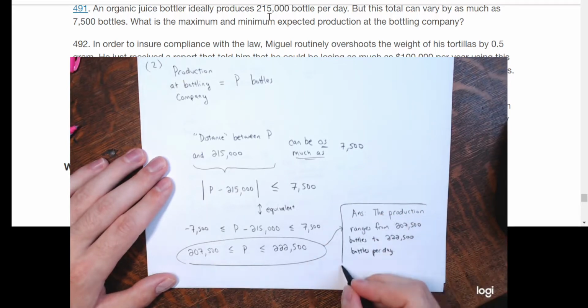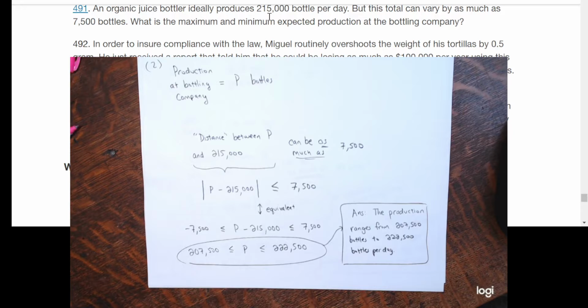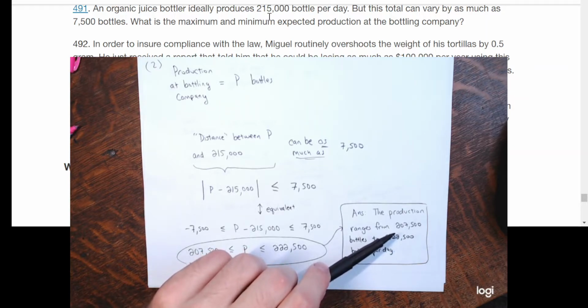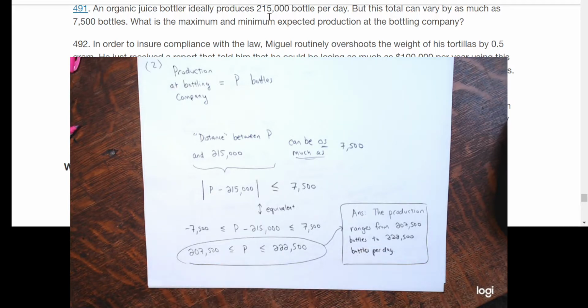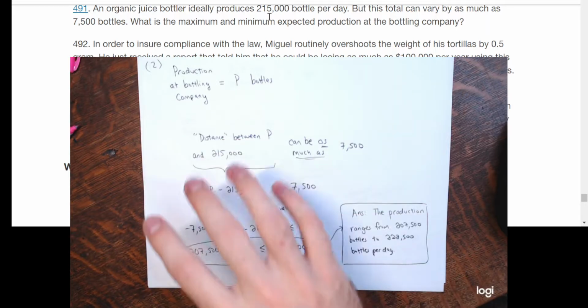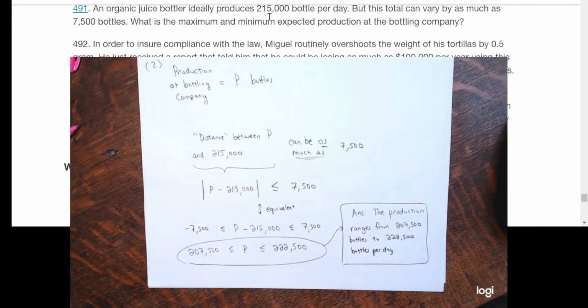You should be doing this with most applications, most word problems: writing your final result, your final observation, your final answer in complete sentences. More specifically, the minimum expected production would be 207,500 bottles a day. The maximum expected production would be 222,500 bottles per day. Again, very similar setup. Yes, you heard me do it out loud without writing the math, but I just wanted to show you that you should be able to express things mathematically.